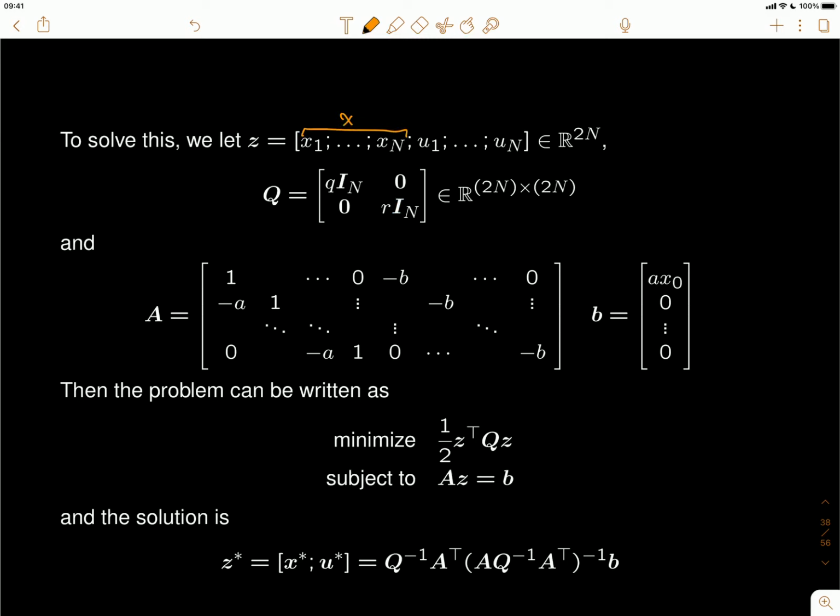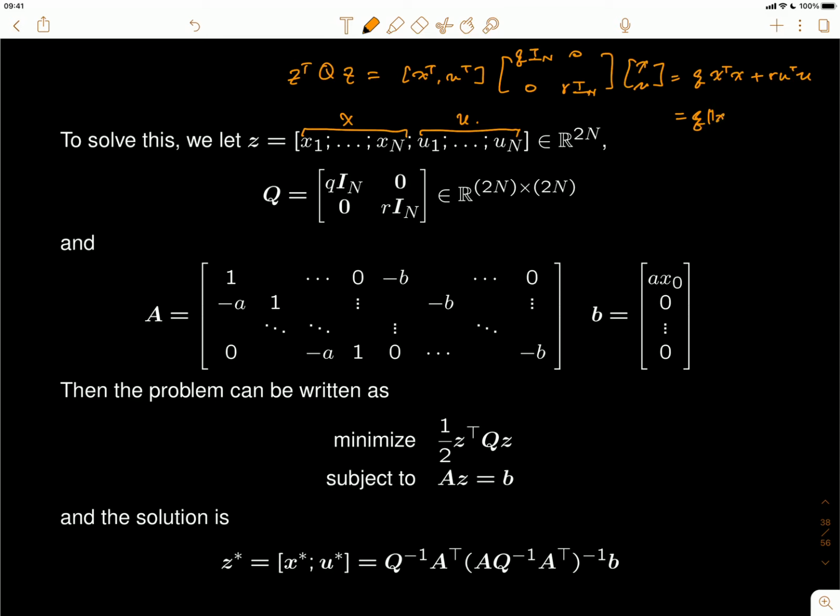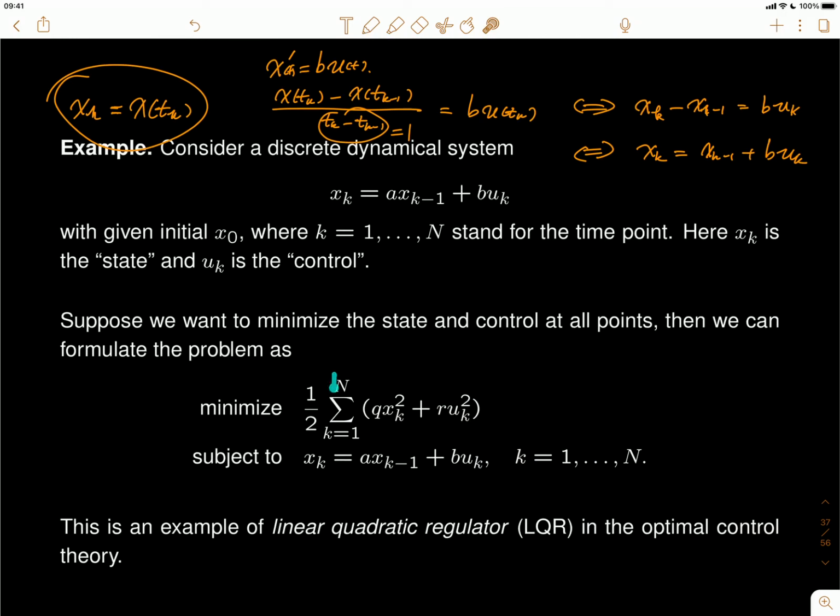So if you have the z like that, what happens? I can write this part as x and this part as u, okay? I know that both of them are n-dimensional vectors. So the z transpose Qz is just x transpose, u transpose times this Q matrix. I know that the Q matrix is just this, and 0 is a block diagonal matrix. Actually, it's a diagonal matrix because each of the diagonal blocks are also diagonal matrices. We have this times x, u. And this becomes q times x transpose I x, but I is just the identity, plus r times u transpose u. So that's just q times the x norm squared plus r times the u norm squared. This is exactly the objective function here, right?